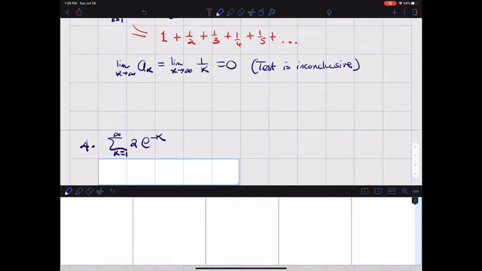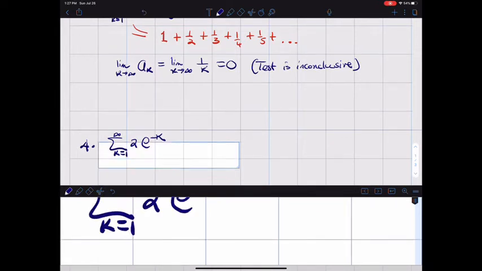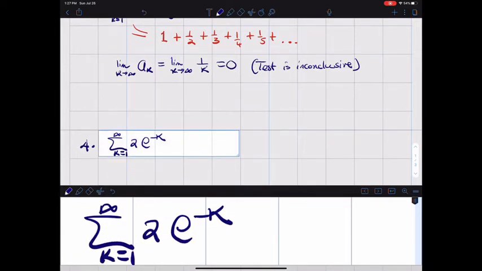If it's inconclusive, then what other test can you apply to it? What other test that we have learned can you apply to this? What kind of series is this? All right. So think of what kind of series it is. We've learned a class of series that this particular series belongs to.